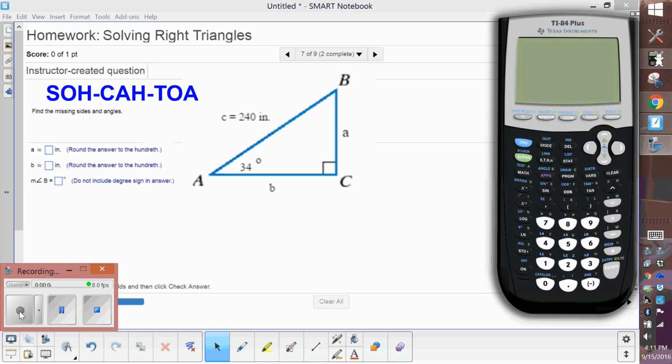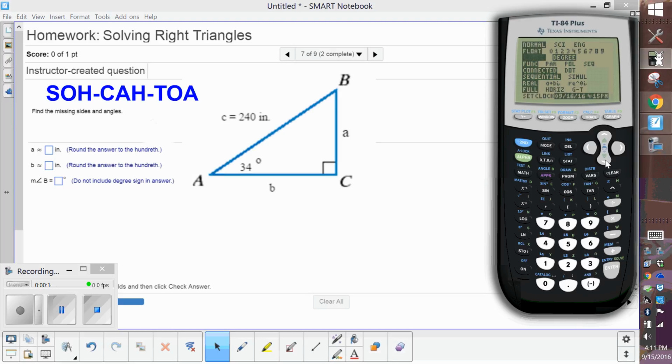Hello students, this is Mr. Leifer again. This is solving right triangles question number 7. Again, I have my calculator here with me, and when you turn it on, the first thing you should do is go down and make sure you are on degree mode or all your answers will be incorrect.